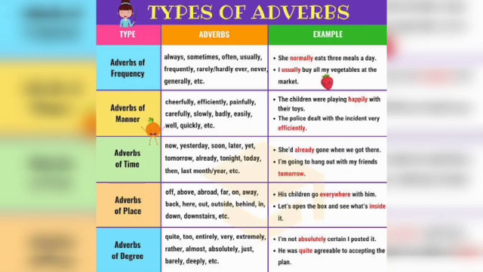It tells us about the intensity of something. The words used for it are quite, too, entirely, very, extremely, etc. Okay, students, so this is all about the types of adverbs. Here are some examples of these types. Give them a read once. I hope you understand this well.